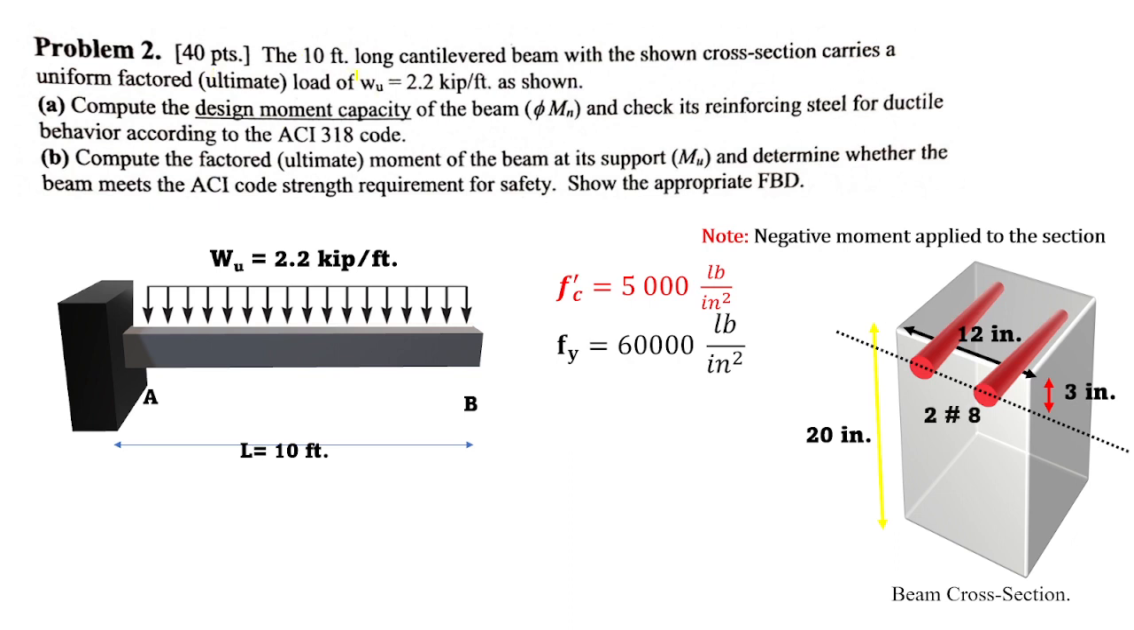In this problem we have a 10 feet long cantilever beam with a distributed load of w_u of 2.2 kilo-pound per feet. f'c of the section is 5,000 pounds per square inch. The yield strength of grade 60 steel is 60,000 pounds per square inch, and we can see the shape of our cross section provided below. In part A we want to calculate the design moment capacity, which is phi times Mn, and in part B we want to calculate the factored ultimate moment, which is Mu.